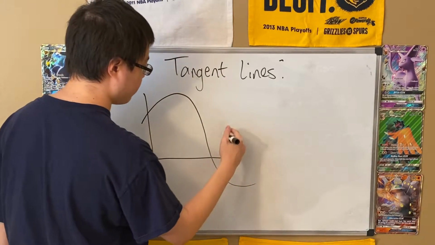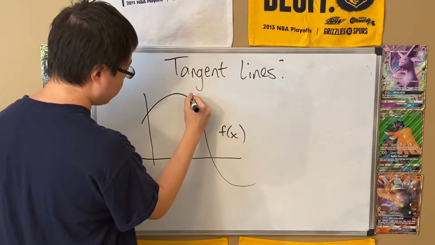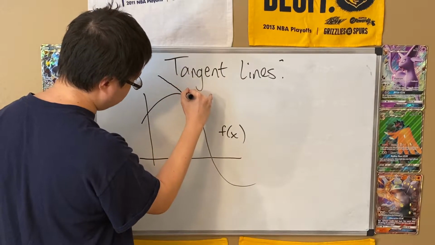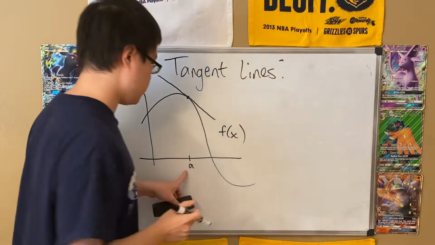So let's say this is f of x. I know my function looks so crazy, but this is where my point is going to touch. So this is what is called a tangent line. Let's see if I can make it touch. That looks like it's good enough. This is a, so some coordinate a.